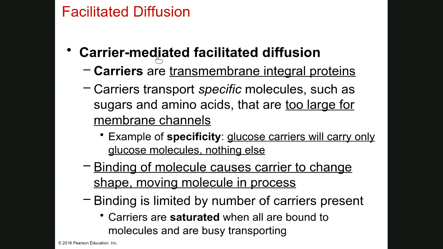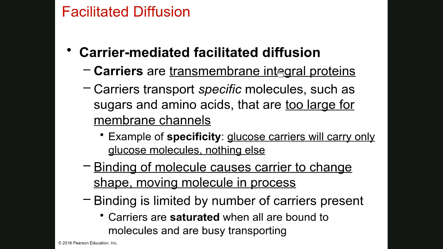Carrier-mediated, we're going to have a carrier. Now remember, to be a carrier, it has to be transmembrane. That should make sense. Recall that transmembrane integral proteins span the entire width of the plasma membrane. You can't have a carrier that's a peripheral protein. How would that be possible? The carrier has to span the whole width of the membrane if you expect something to be transported across it. So carriers are classified as transmembrane or integral proteins.